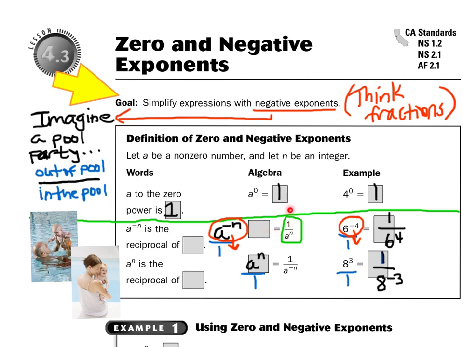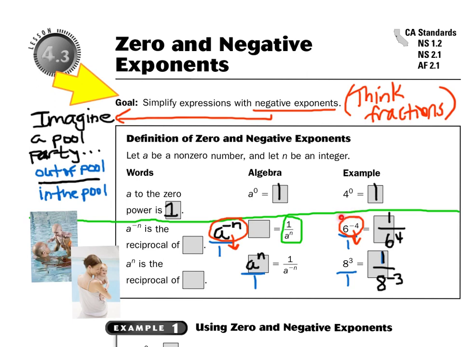And now there's a 1 on top, because there's always a 1 on the top and there's always an invisible 1 on the bottom. But there's a 1 on top, but look at the parent got in the pool with the baby, and look what happened to the baby. See how the baby was negative when it was outside of the pool? But now that it's in the pool, it's happy because it wanted to play in the pool, so it becomes positive. Okay, so here's the deal. Anytime you see a negative exponent, it's your job to make it happy, okay?